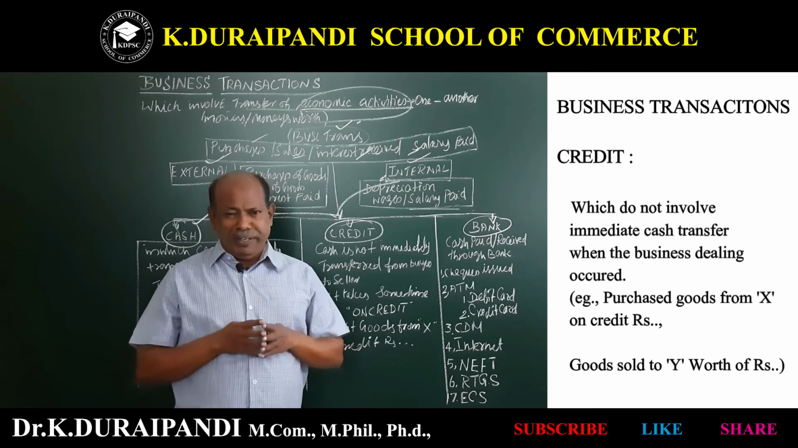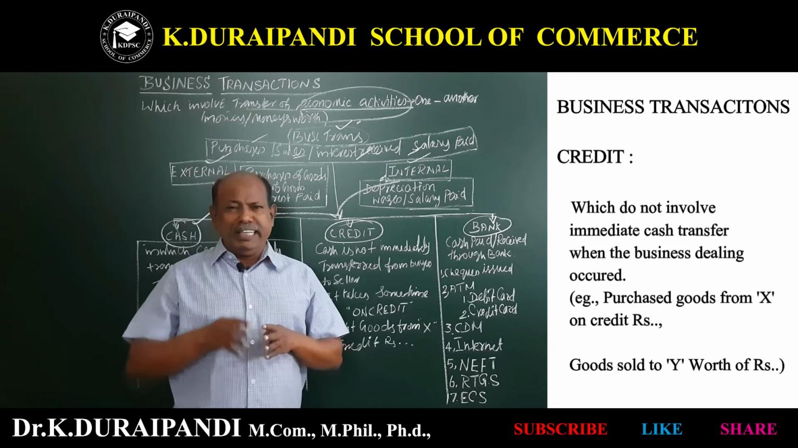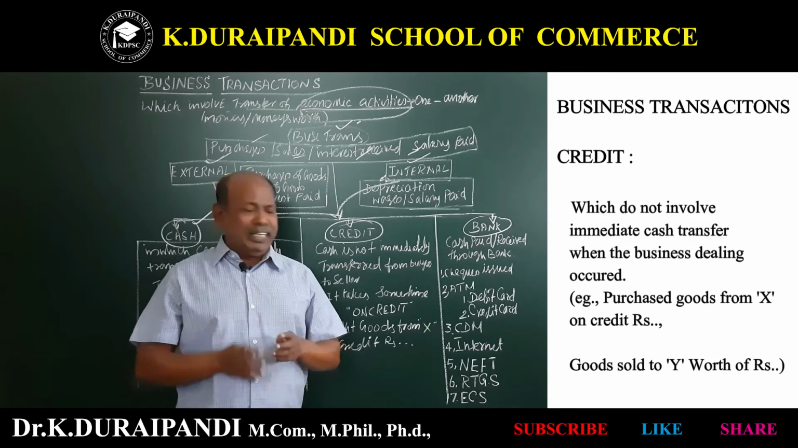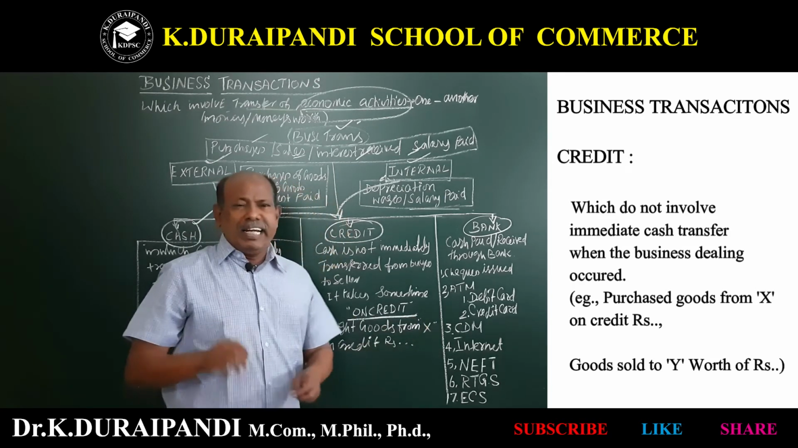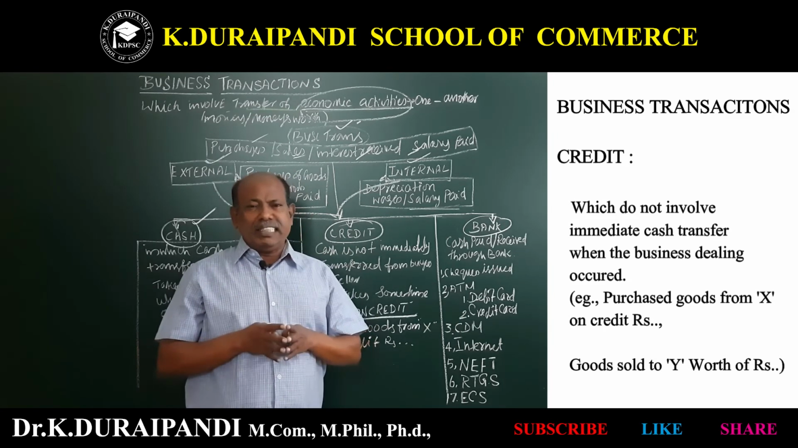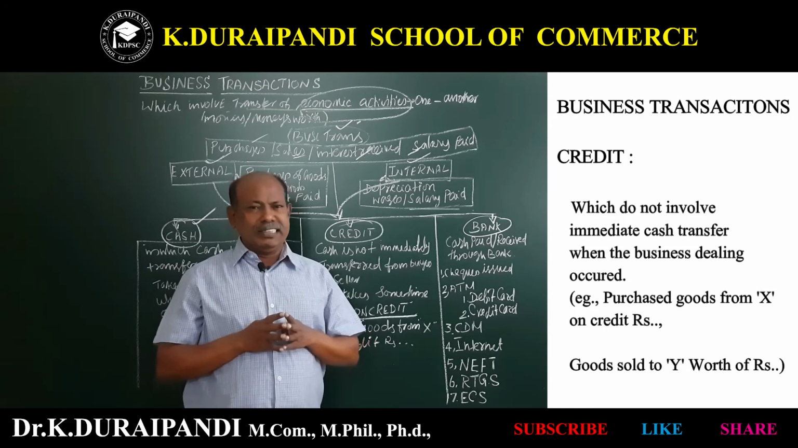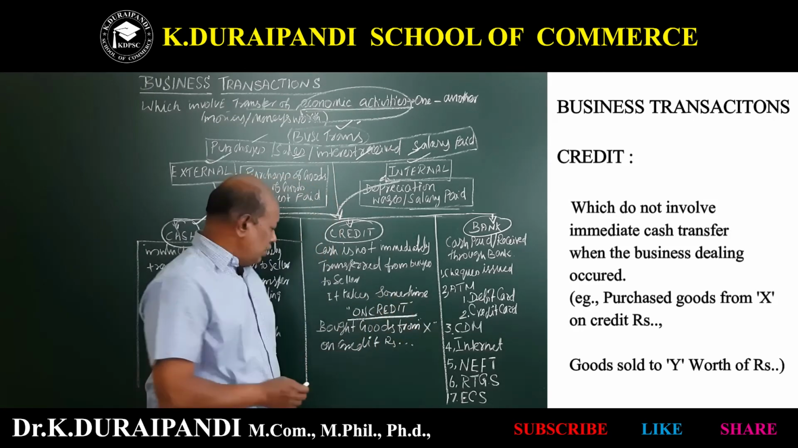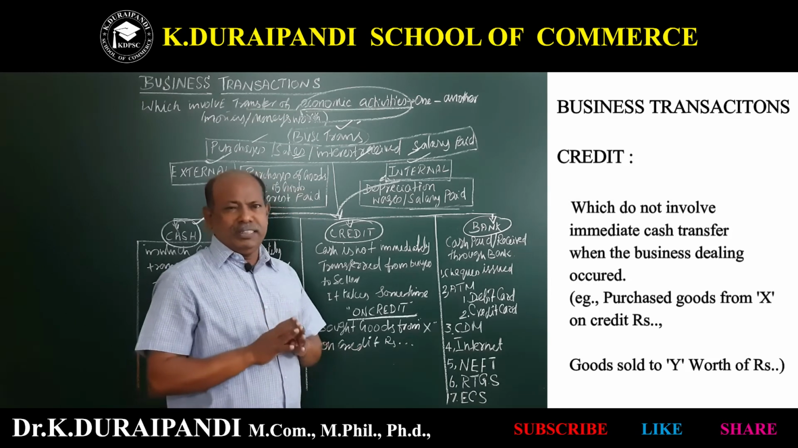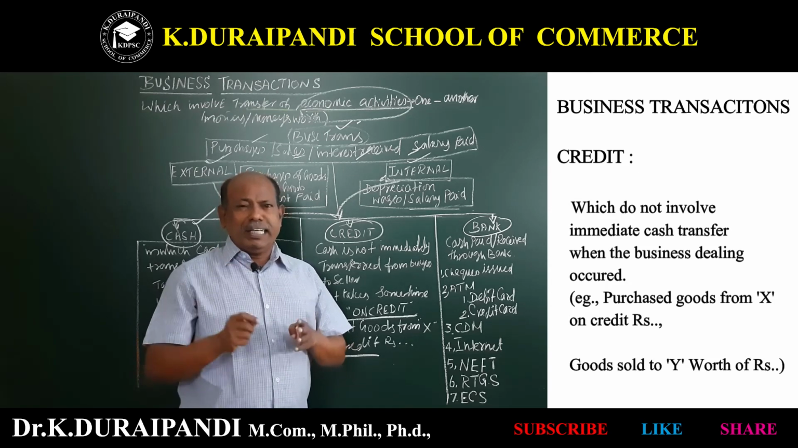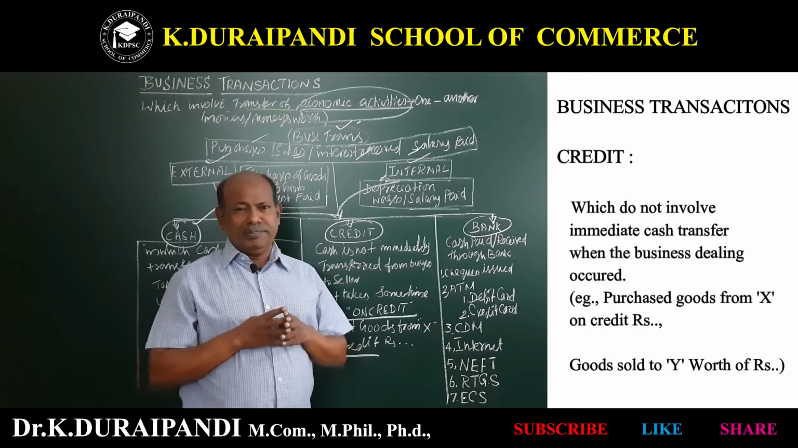How do we identify, how do we recognize that a given transaction is a credit transaction? If the words "on credit" are found in any business transaction, such transactions are called credit transactions. For example, bought goods from X on credit, rupees. In these credit transactions, we should take the personal account as important at the time of making the journal.